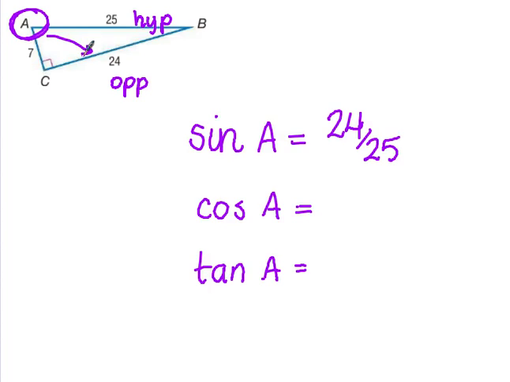That group back there, what do you got for cosine? 7 over 25. That group over there, what do you got for tangent? 24 over 7. Good. Questions on that? Think you can identify sine, cosine, and tangent?